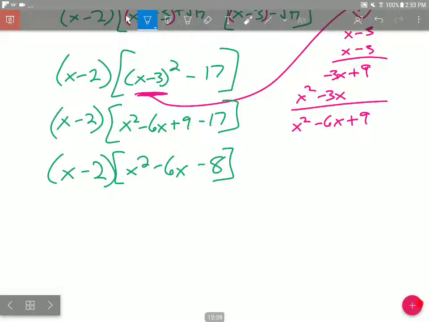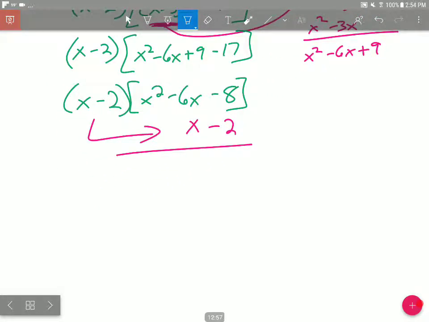And we're still in the mode of multiplying everything out, so what am I going to multiply last? Any guesses? The x minus 2. So 2 times 8 is what? 16, so it's a positive 16. 2 times 6 is? 12, so 12x. -2 times x squared is -2x squared. And again, multiplying by x just raises the exponent, so that's x cubed minus 6x squared minus 8x.